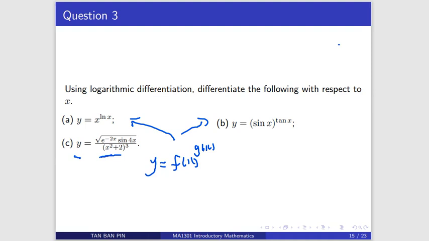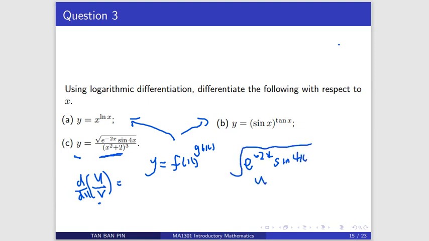For this question, the reason why you use log is because you want to avoid the quotient rule. If you differentiate a fraction, you need the quotient rule, which is tedious. And in the numerator, you have e power minus 2x sine 4x, which needs the product rule. So within the quotient rule, you need the product rule. You will see that by taking log, it makes differentiation much easier. That's the reason why you use log to differentiate part C.